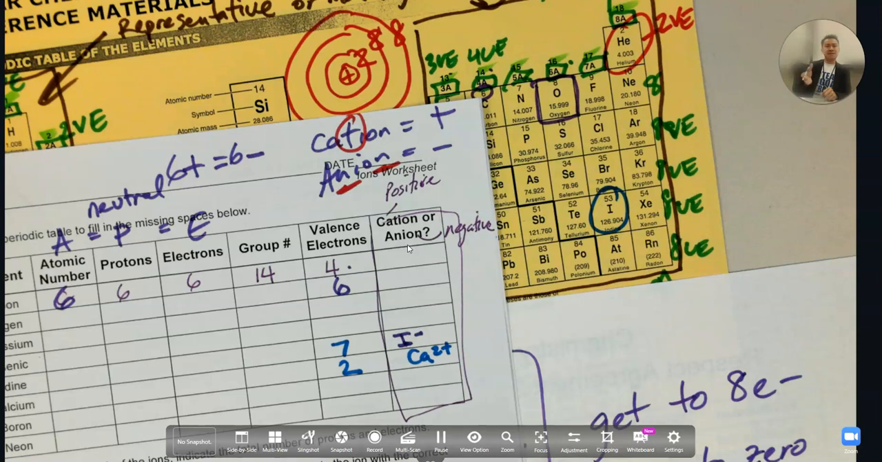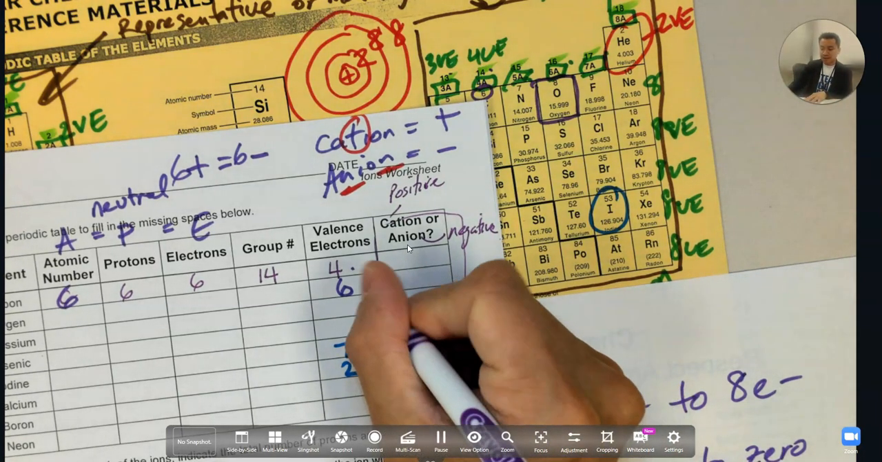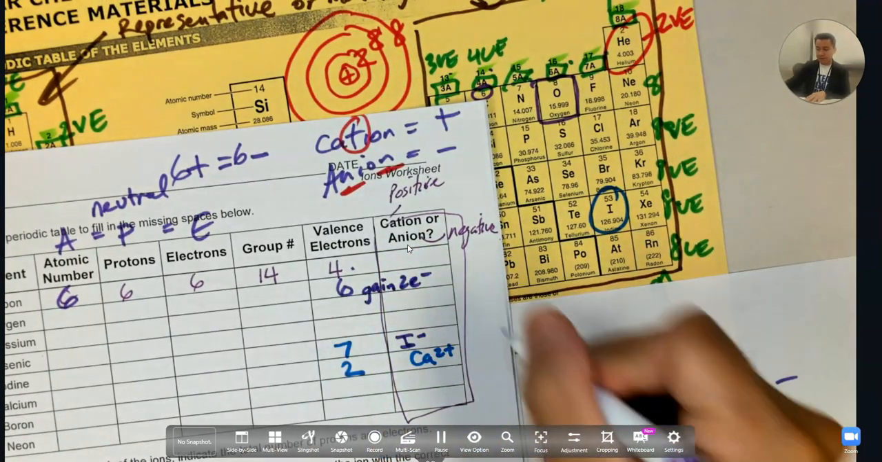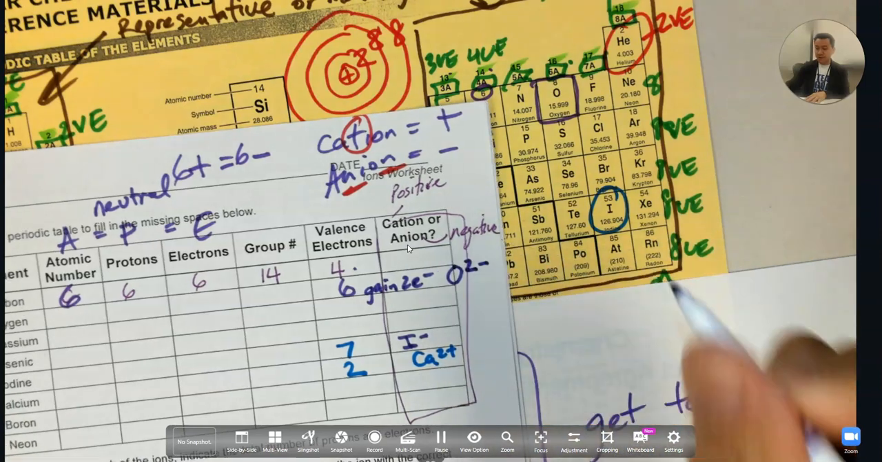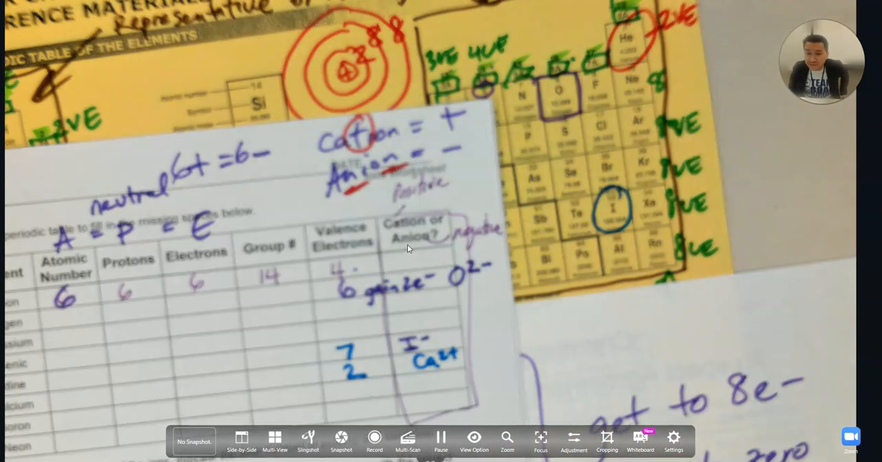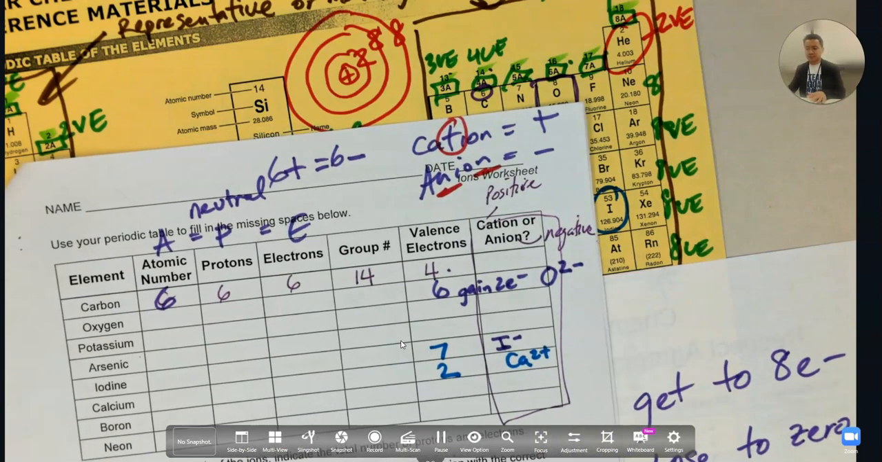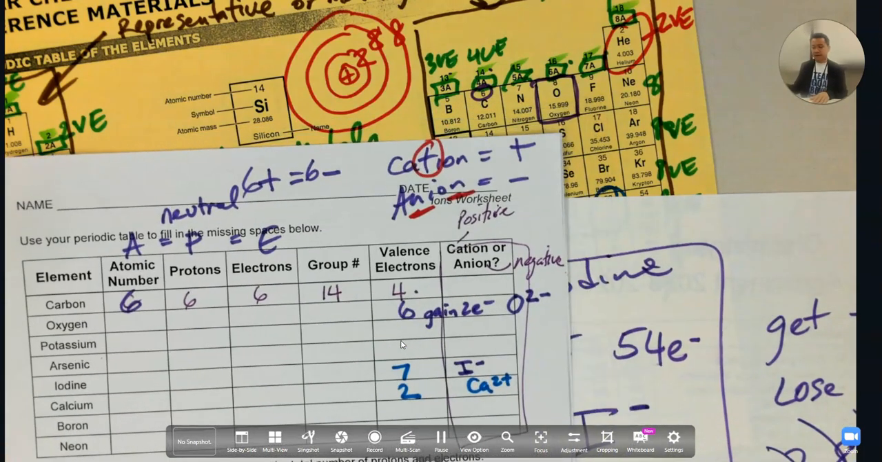If you have 6, is it easier to gain 2 or to lose all 6? Which way is closer? So it's going to gain 2 electrons, right? So then your oxygen is going to be 2 negative. Remember, electrons are negative, so if you gain electrons, you become more negative. If you lose electrons, you become more positive. It's kind of reverse thinking, and you know that in math. Anytime you deal with negative numbers, it gets a little opposite of what we think, right?